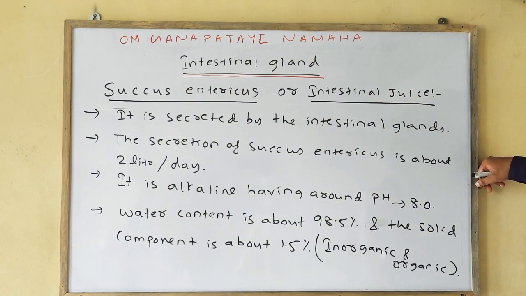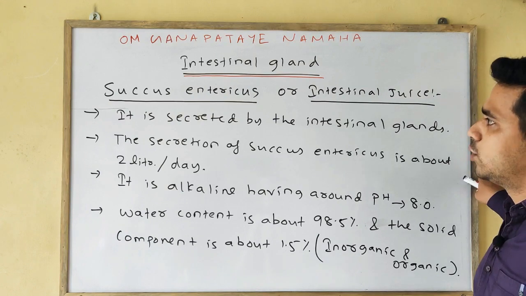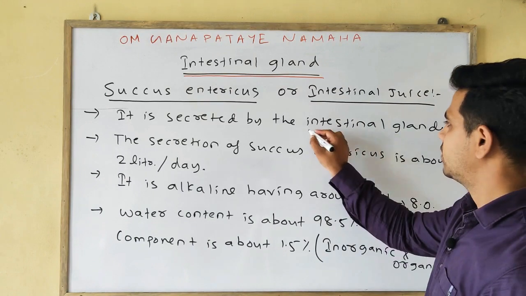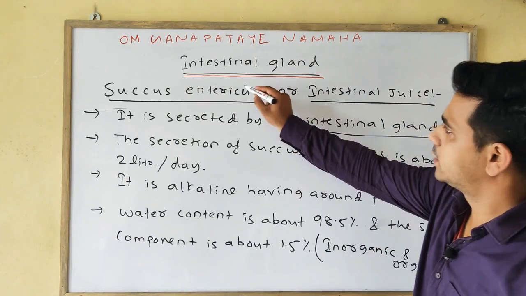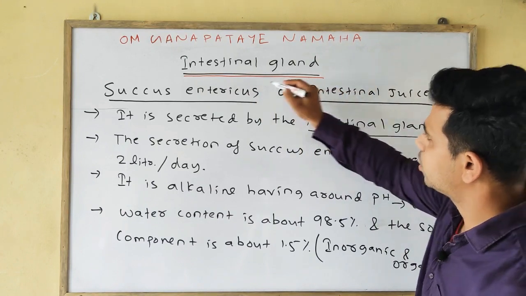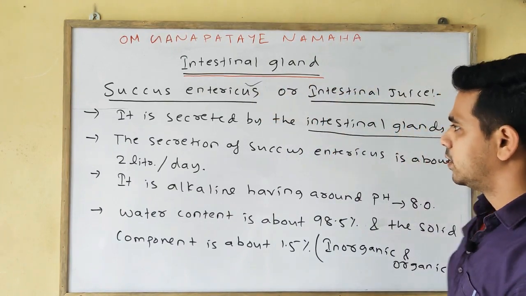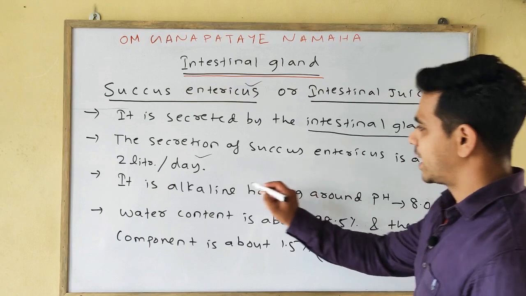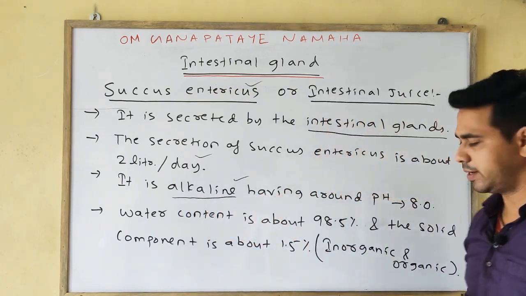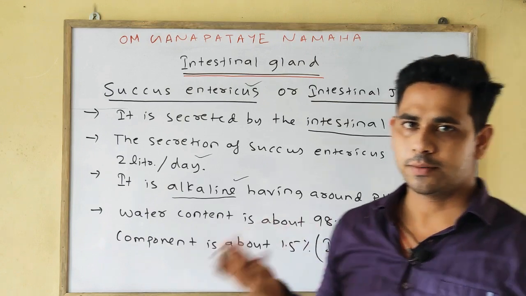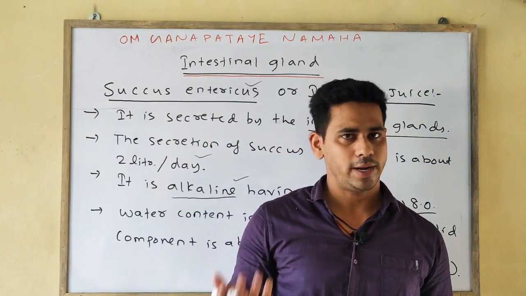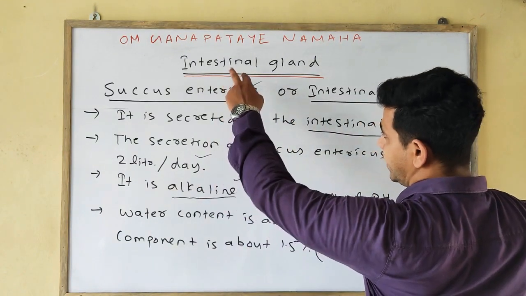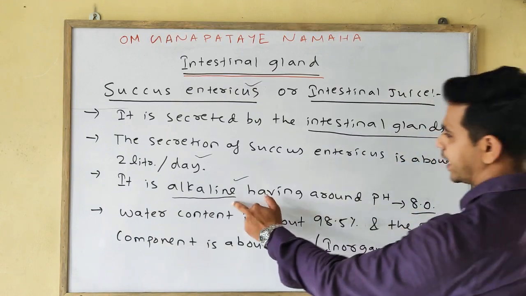The intestinal juice, which is secreted by the intestinal gland, is also known as the succus entericus. First point, it is secreted by the intestinal gland. The secretion of the succus entericus is about 2 liters per day. It is alkaline in nature, meaning basic, having around pH 8. Above 7 is basic, below 7 is acidic, and 7 is neutral. So the pH of the intestinal juice is around 8, so it is alkaline in nature.